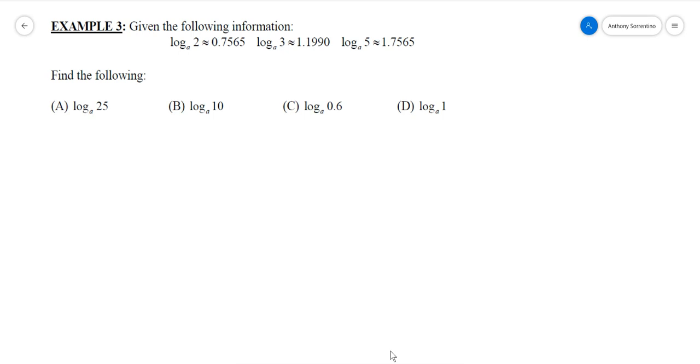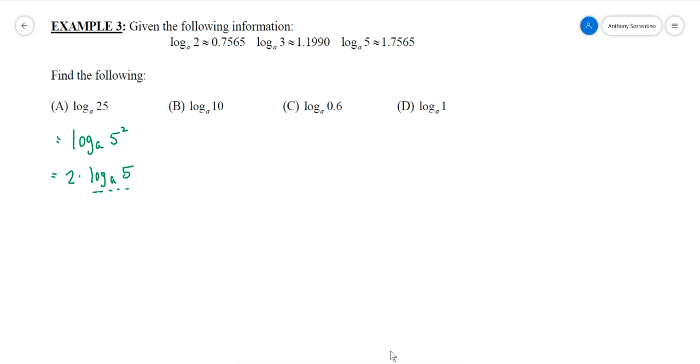So what I'm looking at here is, well, I don't have 25, but what I do have is that this is the log base A of 5 squared, which we know from our power property is going to be equal to 2 times the log base A of 5. So if I know what the log base A of 5 is, I could solve this problem, and I do know that.